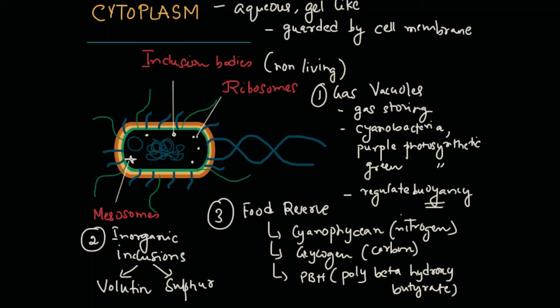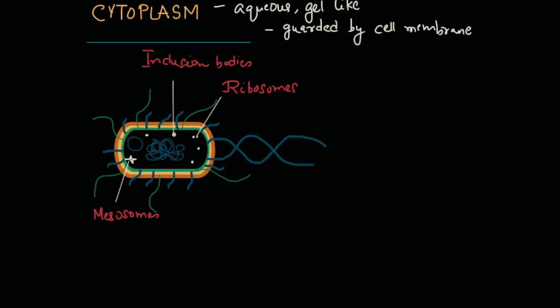First is gas vacuole, second is inorganic inclusion bodies, and the third is food reserve. In inorganic inclusion bodies, we have the volutin and the sulfur granules, and in the food reserve granules, we have the cyanophycean granules, glycogen granules, and the PBH or poly beta hydroxy butyrate granules.